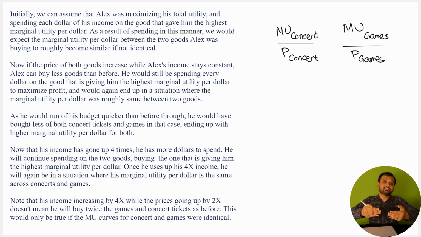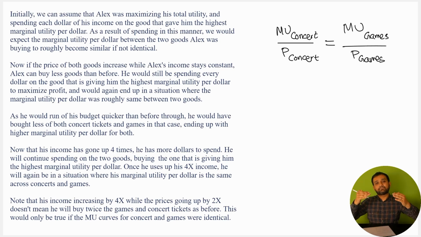So while the marginal utility of that good keeps falling as you keep buying more and more of it, eventually what we would expect is no matter what your income is, the marginal utility per dollar should become roughly similar across all the goods that you have available for purchase. So if you're buying concert tickets and console games, no matter what your income is, no matter what the prices are, we will expect that the marginal utility per dollar across both goods should become roughly similar. Okay, so this is the initial situation where we begin in Alex's story. He's spent this money in such a way so that his marginal utility per dollar across concert tickets and games are roughly equal, and that has maximized his total utility until this point.